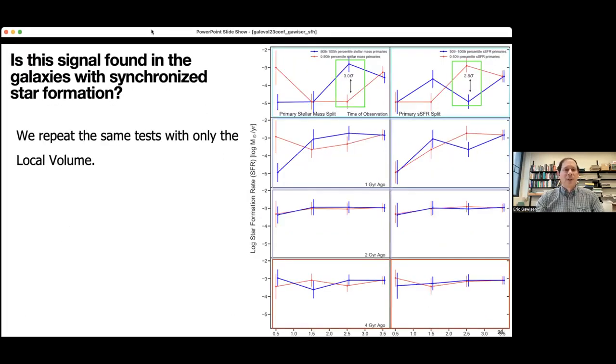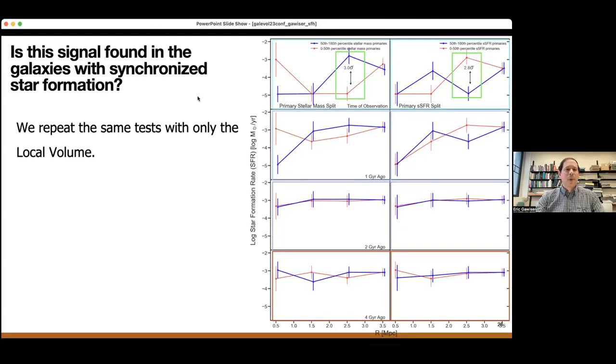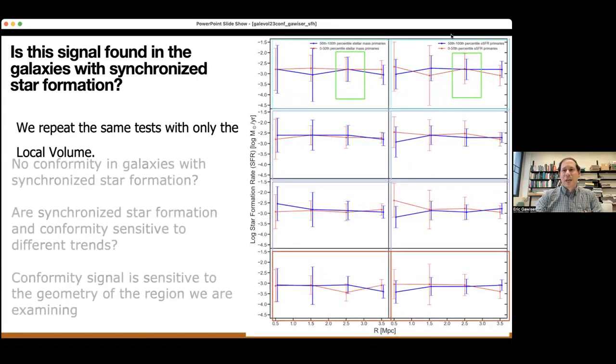What should we make of all this? Well, we wanted to be careful about this. And so we did a lot of further tests to ask, is this signal found in the galaxies with synchronized star formation? Those were only in the local volume. Maybe we're seeing the cause of that synchronized star formation, we thought. So we repeated the same test with only the local volume. This is the signal we had before, and this is what it looks like if you take out the local group. The whole signal goes away.